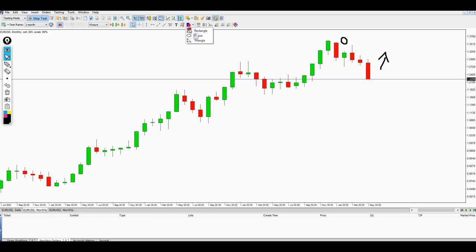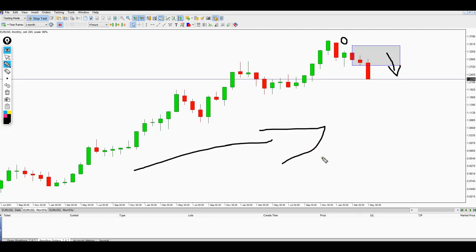Let's draw a level in. We've closed below this pivot, so this area is my supply level now. Now I'm looking to short. The trend is up, that big trend, look, it's continuing up here, but I am looking to short because this is what the recent price action is telling me.